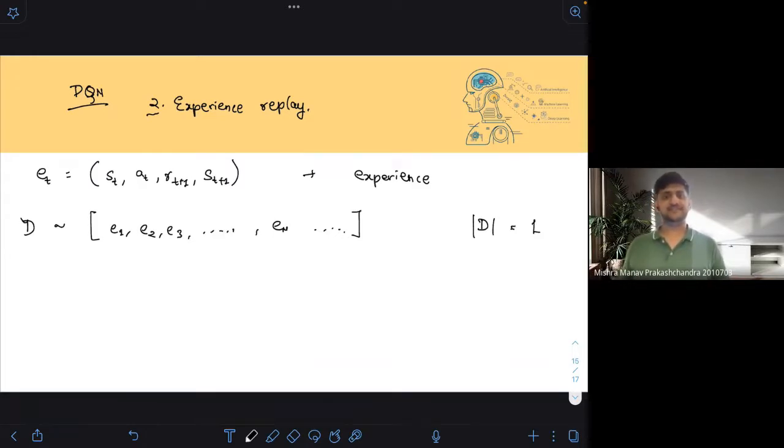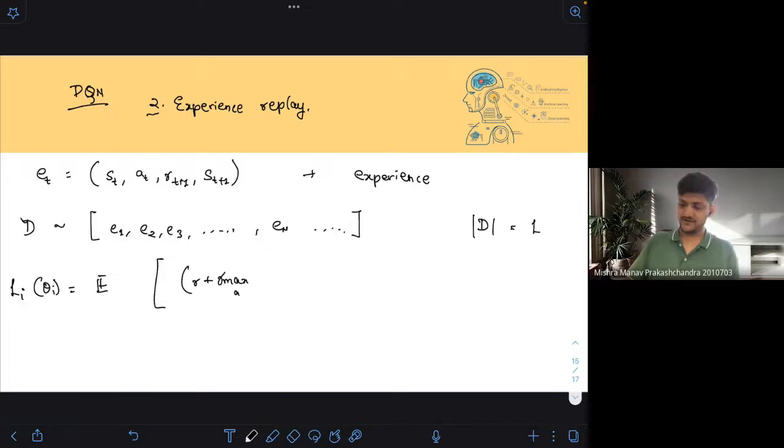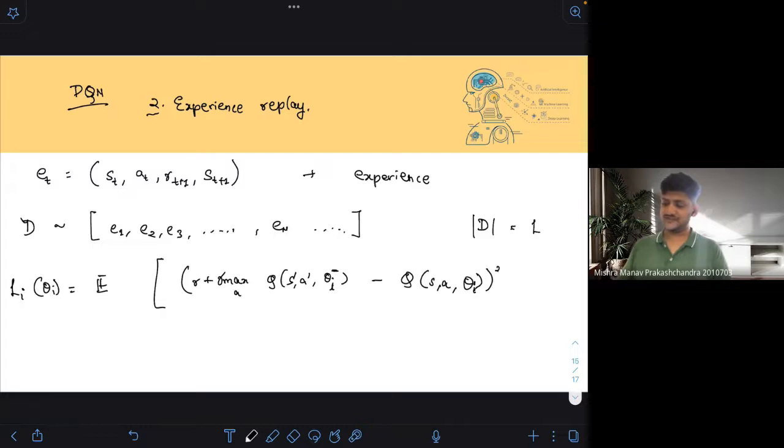But the way it works is you store all the experiences, and then eventually you sample uniformly from these experiences to make updates to the gradients in the neural network. So my loss function here is defined as the expectation of the target part, which is parameterized by some theta. I'll put a minus sign to denote that this is a frozen theta, theta minus. I'm not actively updating this theta. Minus the Q value from the predicted network. I take the whole square of it, and this is the loss function.